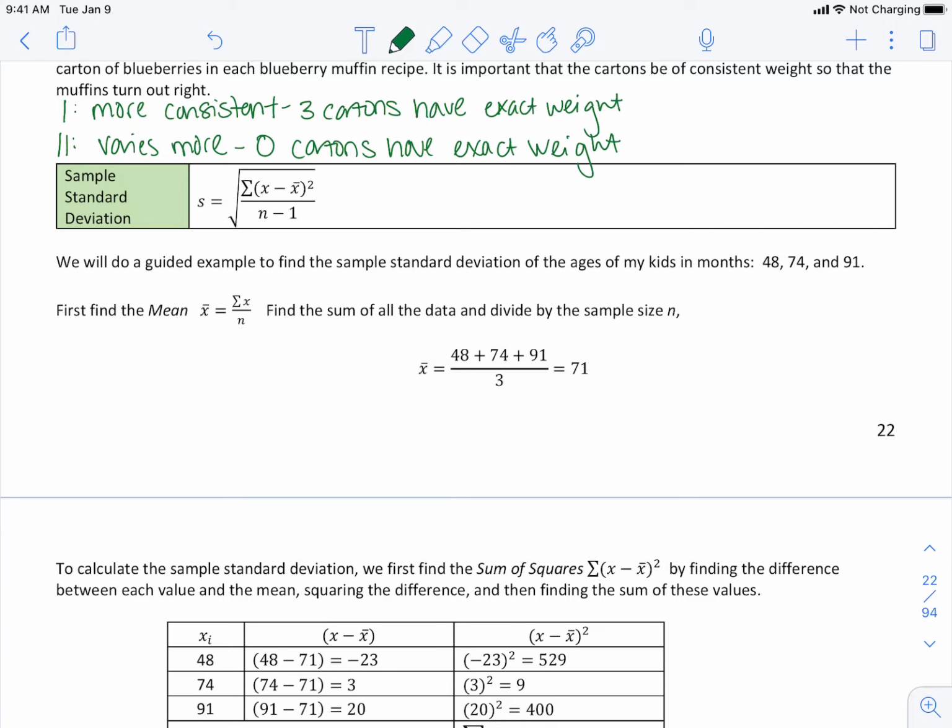So we're going to do a guided example to find the sample standard deviation of the ages of my kids in months. This is when I wrote this. They're a little older now, but that's okay. We have 48, 74, and 91. First, find the mean, x bar, sigma x divided by n. So we're going to find the sum of all the data and divide by the sample size n. So 48 plus 74 plus 91 divided by 3 is 71.